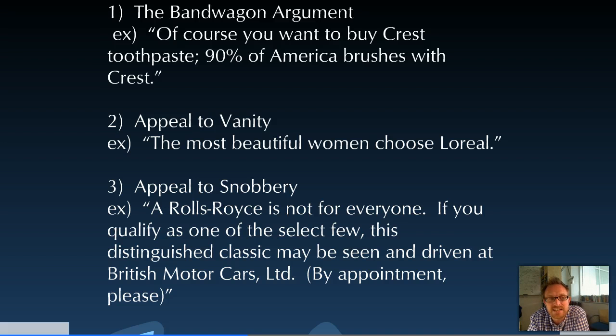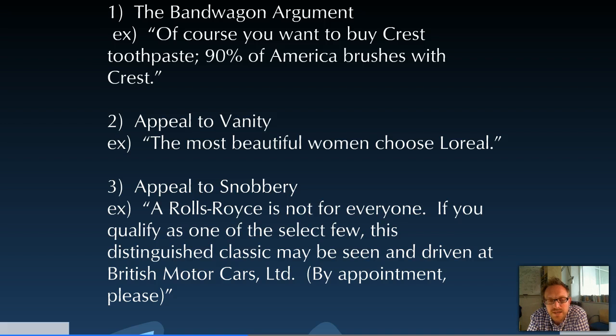Appeal to vanity is the second form. For instance, the most beautiful women choose L'Oreal, right? If you just pop open any fashion magazine, you're going to see the whole thing littered with these sorts of arguments, where if you want to look beautiful, here's what you need to do, here's what you need to buy, etc. Basically, the reason given is that you want to look beautiful, and the conclusion is therefore you should buy X product. That's not necessarily logical.